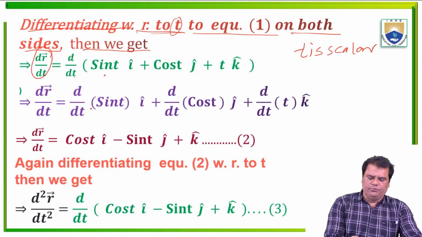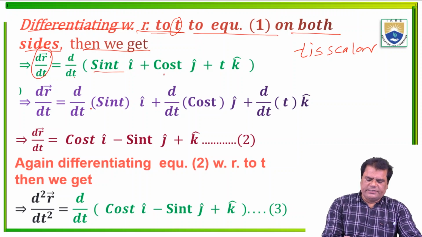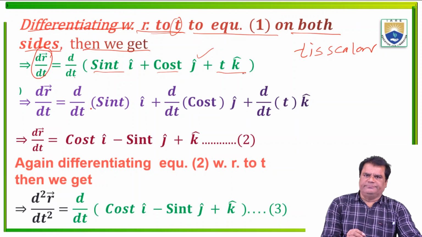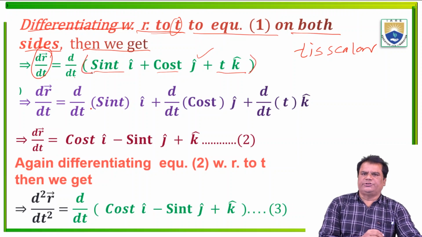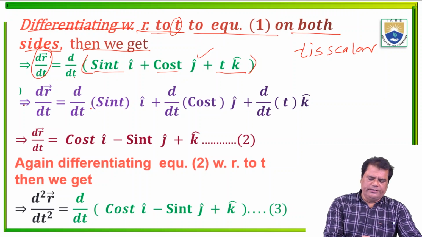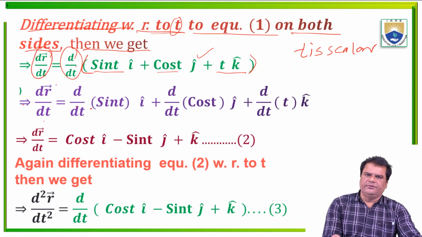So d over dt of sin t into i plus cos t into j plus t k. This vector r is given in the question paper. So this implies d vector r over dt equals, now this differentiation with respect to t, taking inside the bracket with each function. There are three terms i, j and k. So d over dt means differentiation with respect to t of sin t i, where i is a vector, plus d over dt of cos t j, where j is a vector, plus d over dt of t k, where k is a vector.